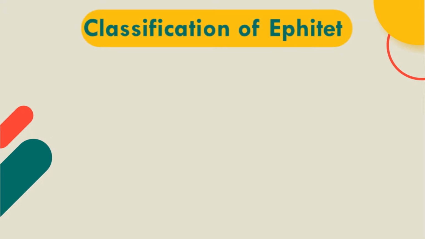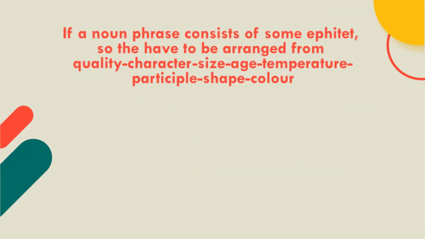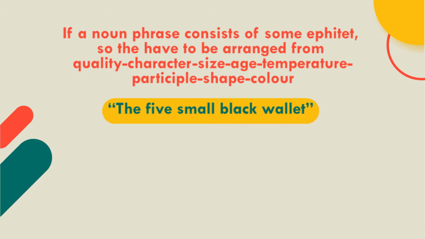Epithet has some classifications. There are quality, character, size, age, temperature, verb participle, shape, and color. If a noun phrase consists of some epithets, they have to be arranged from quality, character, size, age, temperature, participle, shape, and then color. For example, the 5 small black wallet.